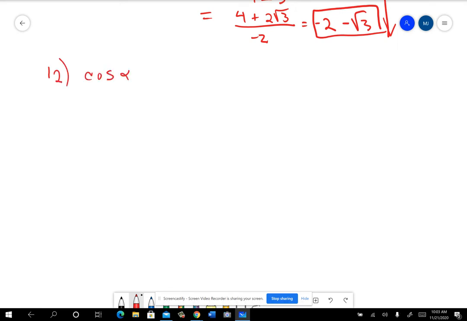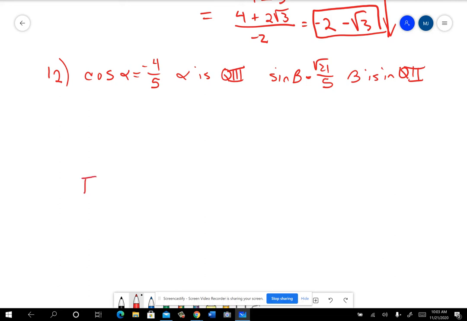You're given that the cosine of some angle is -4/5, and you know that the angle is in quadrant 3. Then you're given that the sine of a different angle, beta, is square root of 21/5, and that beta is in quadrant 2. And then your job is to find, ultimately, cosine of alpha plus beta. I'm going to leave a little room because I want to draw some pictures.